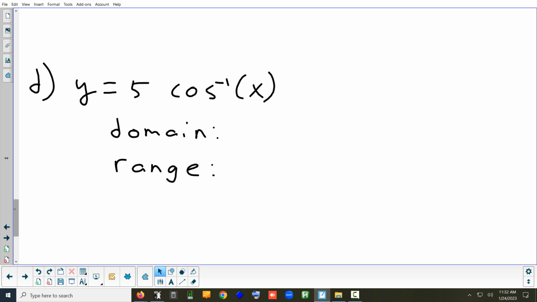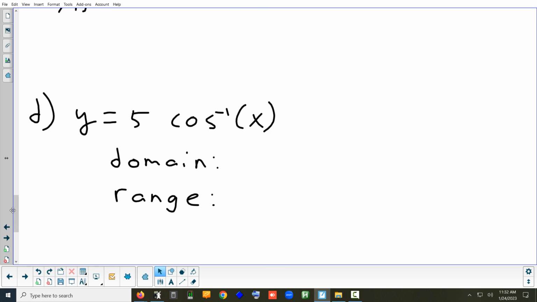All right, try this one. Then I think I have an inverse tangent we can do. So let's see. Here we've got a 5 in front. What kind of transformation is that? Vertical stretch. And vertical stretch is going to affect the range. So we can copy the domain down, since that stays the same. What is the domain of inverse cosine? Negative 1 to 1.